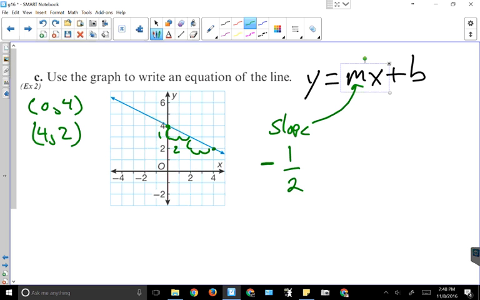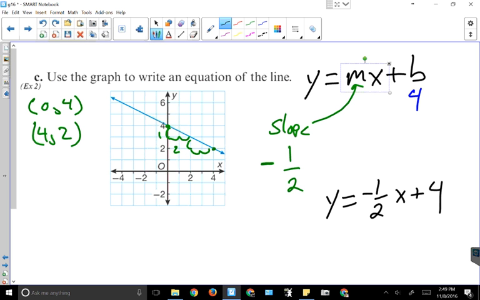So Ty, what is the y-intercept on this? 4. Absolutely correct. So, would the equation look like this? Y is equal to negative 1/2 x plus 4. Is that what the equation should be? Yeah. It goes through the y-axis at 4, goes down 1 over 2, down 1 over 2. Good.